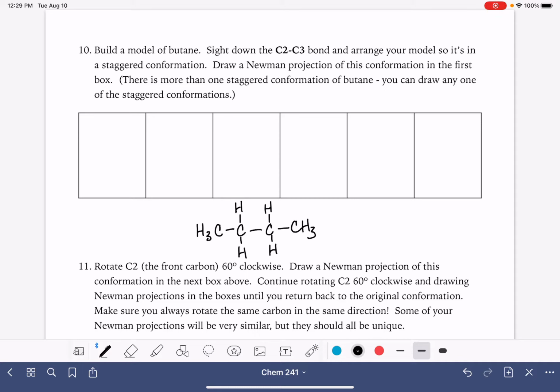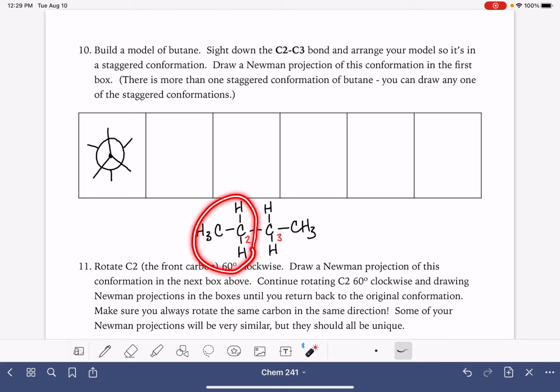So we want to first of all build a model and arrange it so that it's in a staggered conformation, and draw it. And we're going to draw it in this spot. So we're focusing our Newman projection on carbon number 2 and carbon number 3. I'm going to be making carbon number 2 my front carbon, and carbon number 3 is my back carbon, and I'm going to set my Newman projection up to look like this. So this is going to be a staggered conformation.